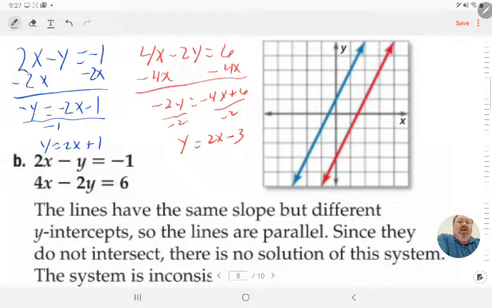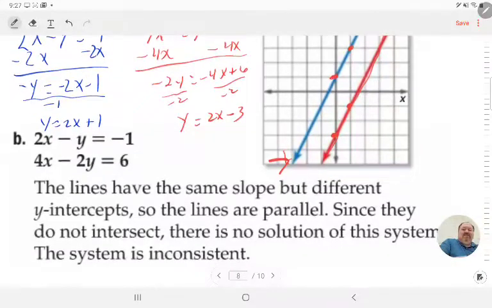y equals 2x plus 1 is going to be this line right here, because I know it crosses the y-axis at 1, and it has a slope of 2, up 2 over 1. Then y equals 2x minus 3. I know it's going to cross the y-axis at negative 3, and it has a slope of 2, up 2 over 1. Graph. Now, it's parallel lines, so the system is inconsistent.